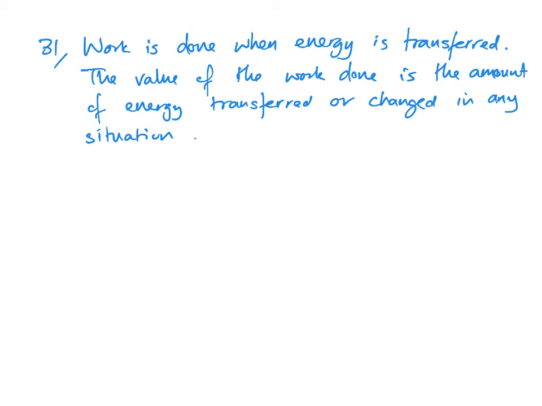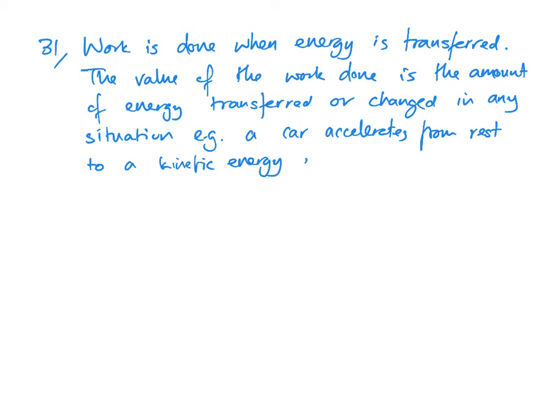So a couple of examples, e.g. a car accelerates from rest to a kinetic energy, and we will come back and define kinetic energy later, of 150,000 joules. And because it started at rest, it had zero kinetic energy. So the work done here is simply how much the energy changed by. So it's simply 150,000 joules.